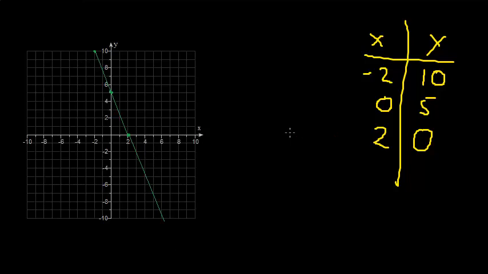This graph helps lead us into our discussion of x and y intercepts. An x-intercept is just the point of the graph that crosses the x-axis.